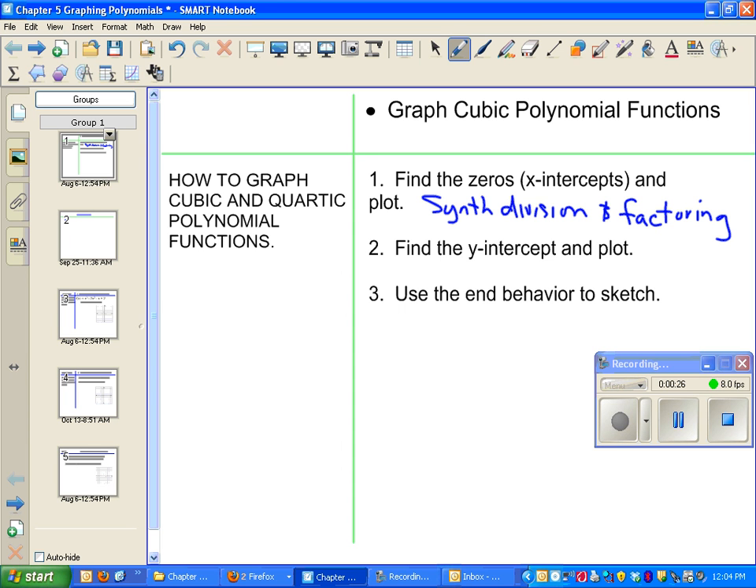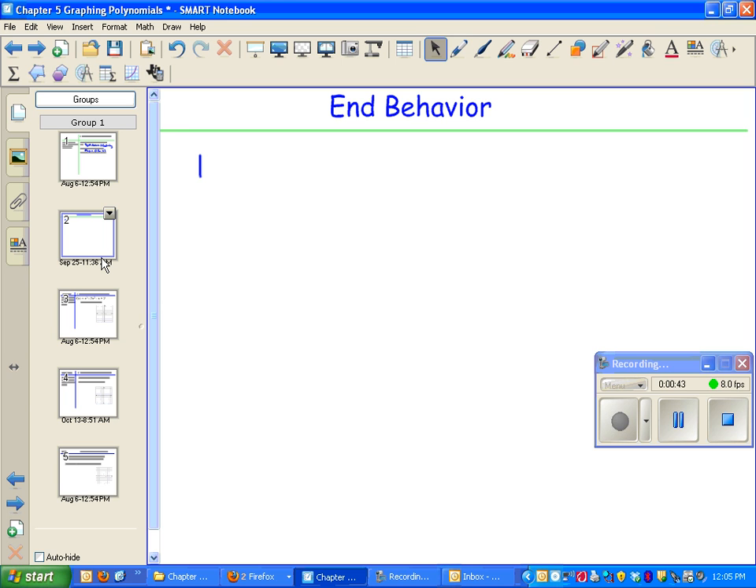And then also we're going to find the y-intercept. That means we're going to plug in 0 for our x's and then solve for y. And then we're going to sketch the end behavior. So for end behavior, let's just review that really quick.